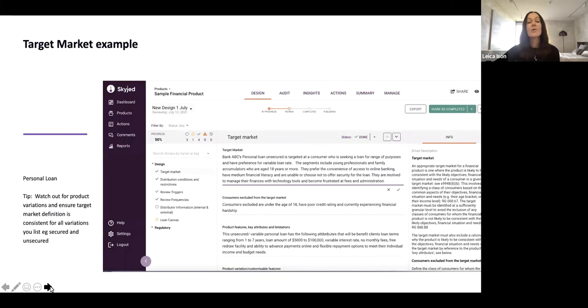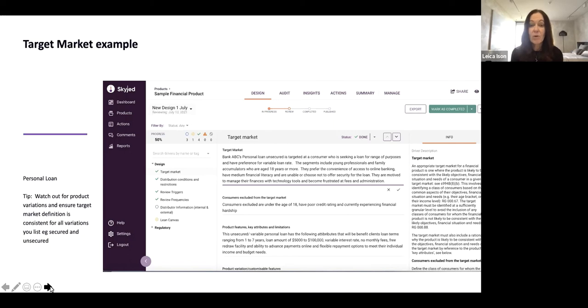The example I'm going to walk through today covers each of those components. If we start off on this example, what you can see on your screen is a personal loan. I've called it Bank ABC's personal loan. Over on the left-hand side is that purple sidebar, and that's giving me a set of tools.